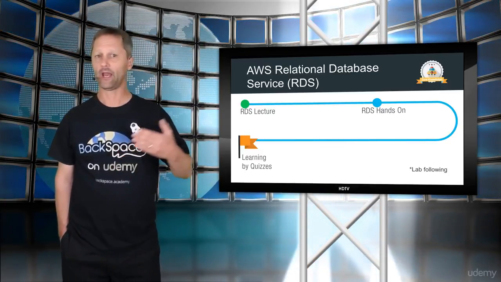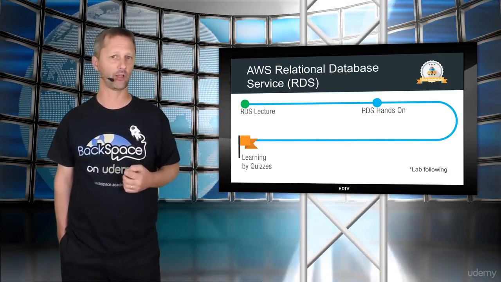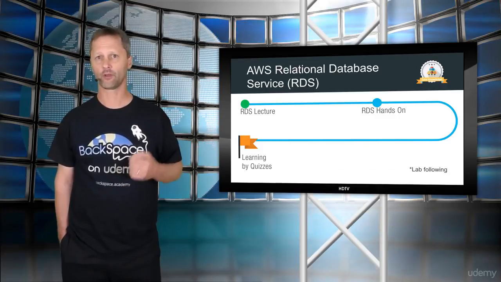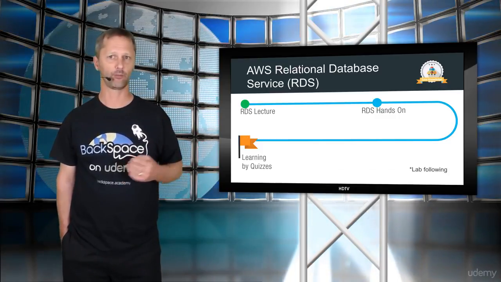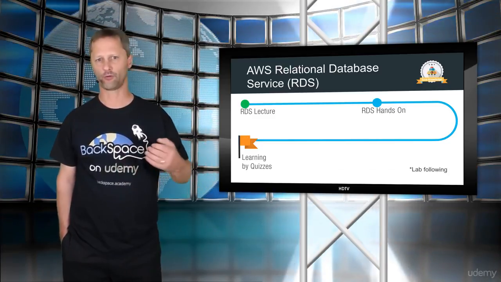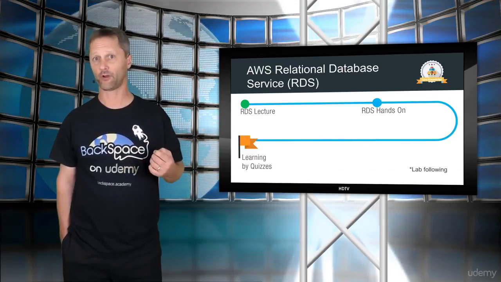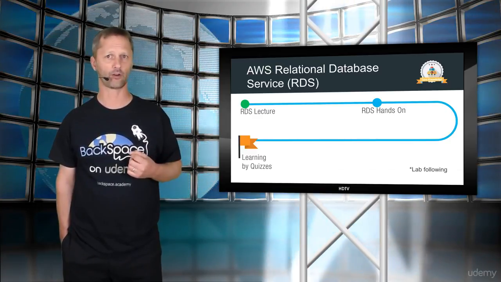Like most sections, we're going to have a learning by quizzes section. Make sure that you download the RDS guide from AWS. There will be a link to that in the next lecture in the resources section. Then go through those learning by quizzes and make sure that you understand the answers to those and why those answers are correct.